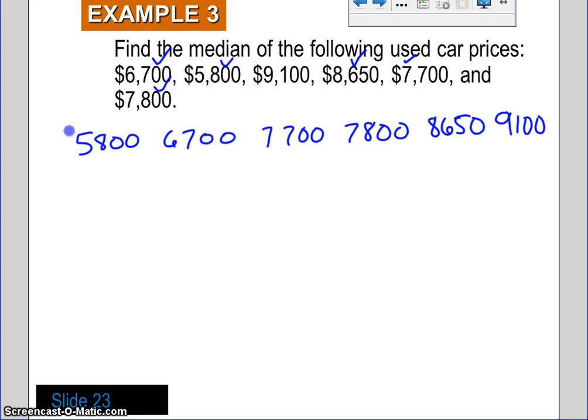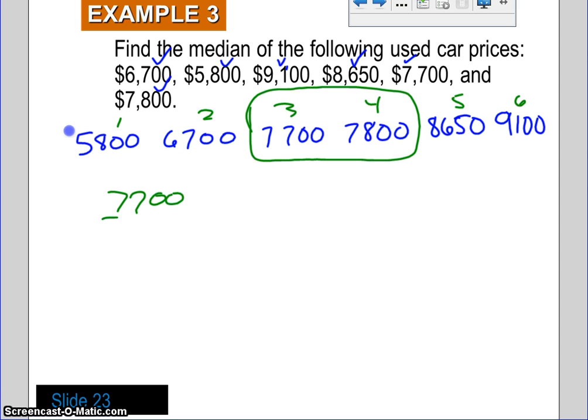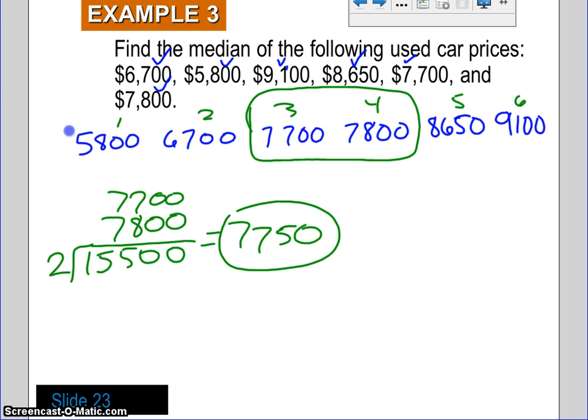So I've got 1, 2, 3, 4, 5, 6 values. Up here I've got 1, 2, 3, 4, 5, 6 values. So I have them all. Now remember I said if there is an even number of data, can you remember what I asked you to do to find the median? And hopefully how you're answering is that I take the two middle values, I add them together and basically find the average of the middle values. So in this case, 7,700 plus 7,800 is 15,500. And then I divide that by 2, and I get that the median is 7,750.